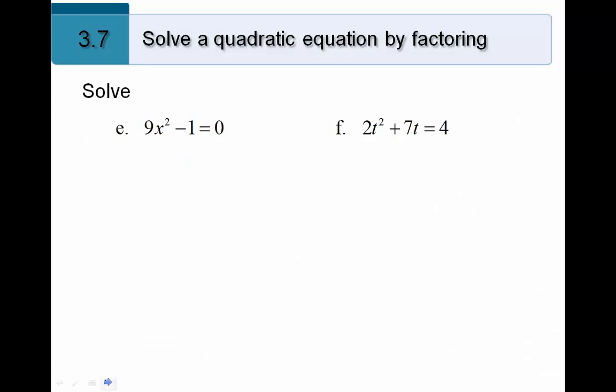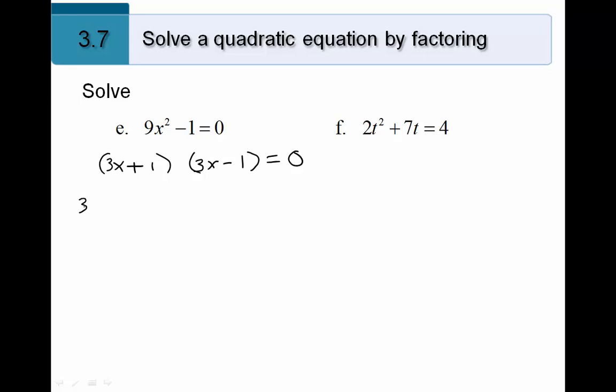9x squared minus 1 equals 0. Now notice if it is in standard form, 0 will be by itself on one side of the equation. Okay? 9x squared minus 1, if you recall, that is a difference of squares. Hopefully you recognize that. So we need to factor that. So we're going to have 3x multiplied by 3x is 9x squared. 1 multiplied by 1 is 1. 1 will be plus and 1 will be minus. So 3x plus 1 multiplied by 3x minus 1 equals 0.